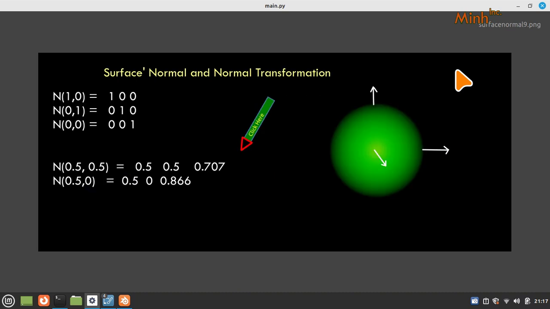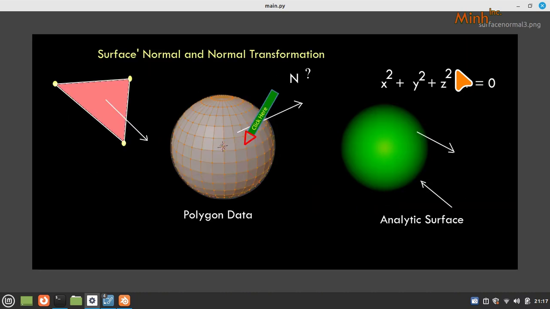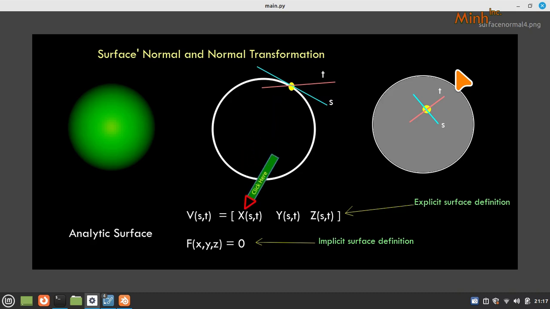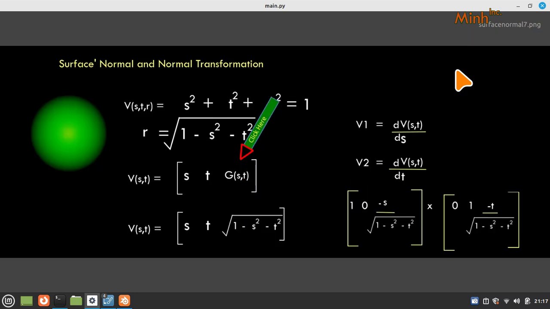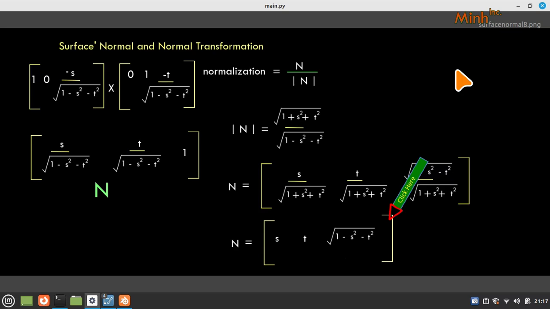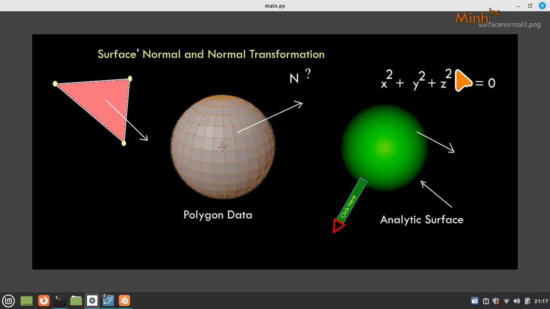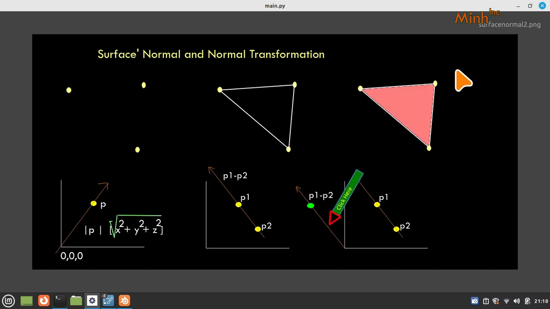Okay, so we finished the analytical surface, explicit surface definition. Now what we need to do is find the surface equation based upon S and T, not in R. S, T and G(S,T). Once we get that, we do the differentiation and calculate the two vectors, and after calculating the two vectors we do the cross product. Once we find the normal, we do the normalization and we get the actual normal direction. We are talking about normal direction, this one, not this one.